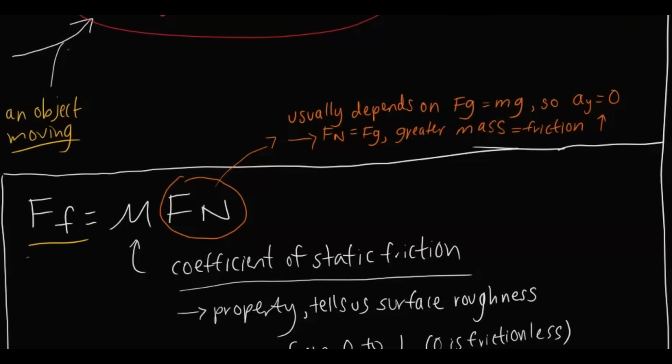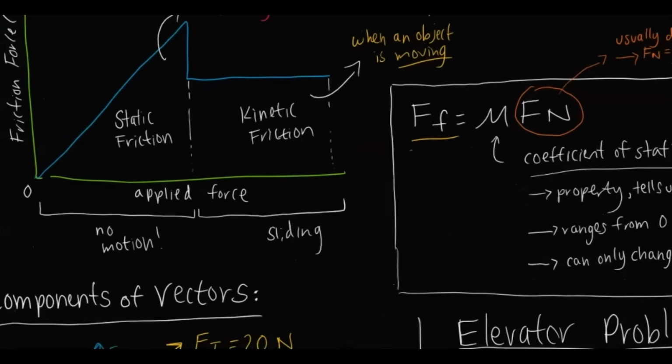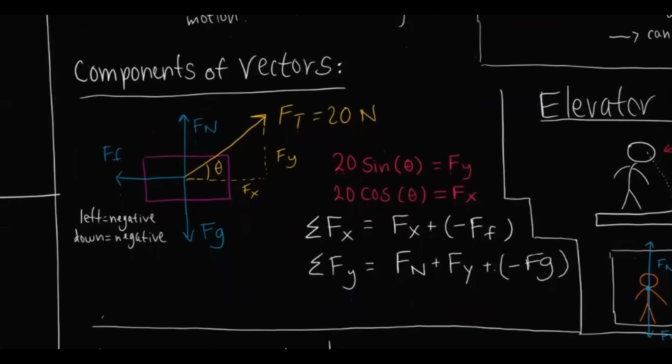Another thing to note here is that if the object is not accelerating in the y direction, then Fn is equivalent to Fg, and so that means that if you have greater mass, there's going to be more force of friction. All right, so components of vectors.